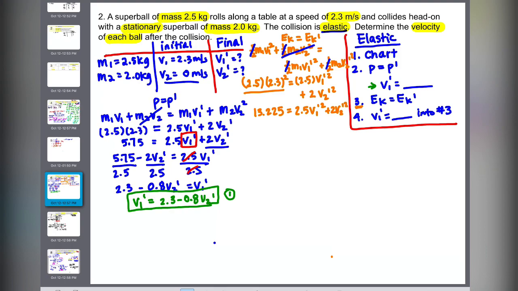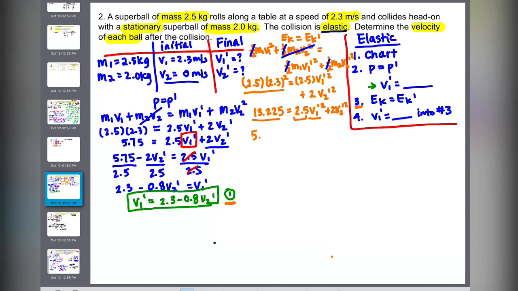Now it is math. It's up to you how you want to make it easier or harder. When I see that I have a v1 prime square and I'm supposed to plug equation 1 in, I am just going to look ahead of the game. You don't have to, but I am going to see what if I divide everybody by 2.5 just to reduce it and make it cleaner. So I'm just going to try out 13.225. If I divide that by 2.5, what would that look like?